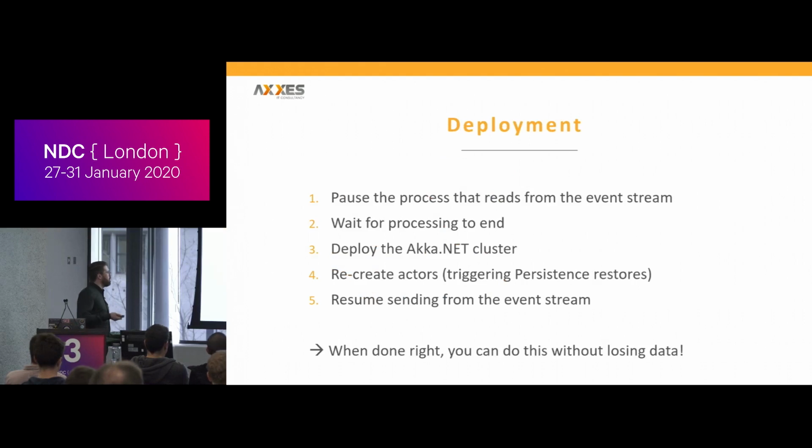Also for your deployment, I covered a little bit how we rebuild our data. On the other side of the deployment, you're also gonna need to take care of a few things. You're gonna need to stop that app service and pause it so that it doesn't keep sending messages to your cluster. You're gonna need to have your cluster finish processing. Then you can stop your cluster, redeploy it, and then resume the event stream. If you do this right, you will not lose any data. You can redeploy your application without any problems.